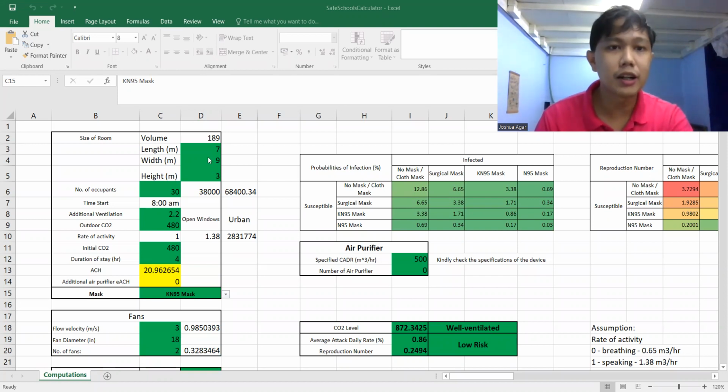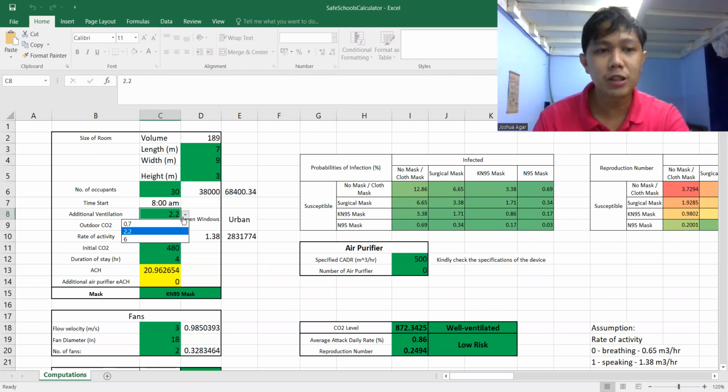What's given here are the dimensions of the structure in terms of length, width, and height. Then you can indicate the number of occupants within that space. You can indicate the additional ventilation that you'll be introducing to that space.